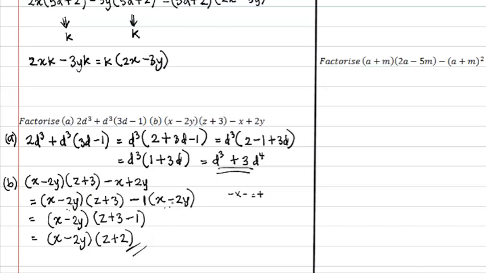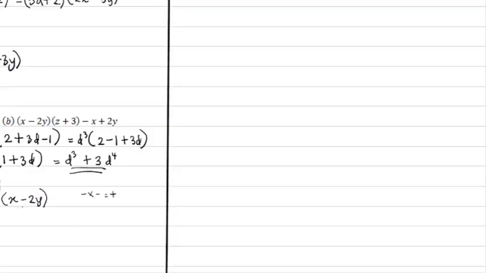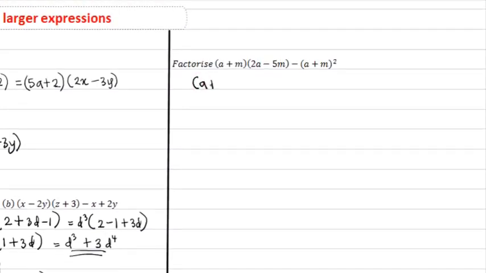So now we have x minus 2y here, which is common with this one. So we bring out both of them. If we remove this one, we'll be left with z plus 3. If we remove this one, we'll be left with only minus 1. So z plus 3 minus 1, and 3 minus 1 is 2. So that's it.